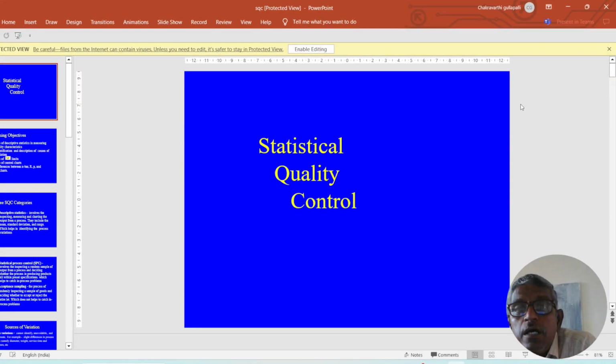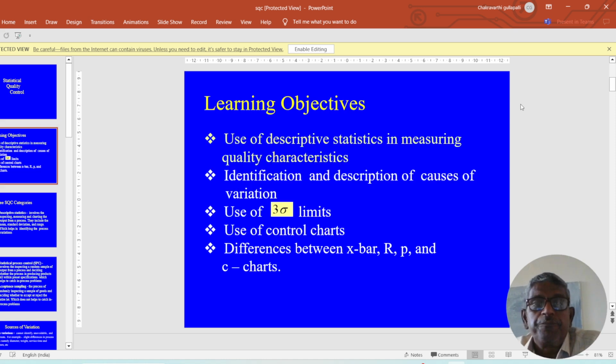Today I'm going to discuss statistical quality control. The objectives under this concept are identification and description of causes of variation, use of three sigma ellipses, use of control charts, and the difference between X bar, R, P, and C charts.